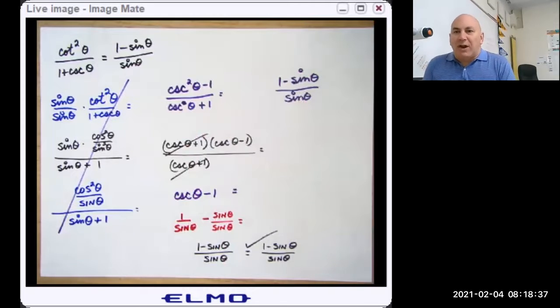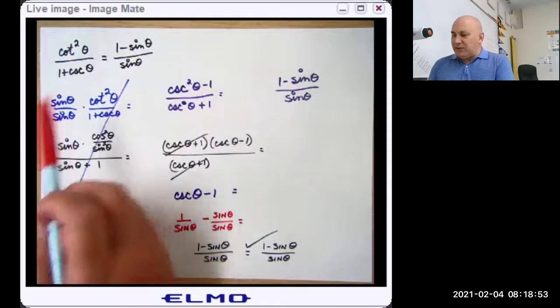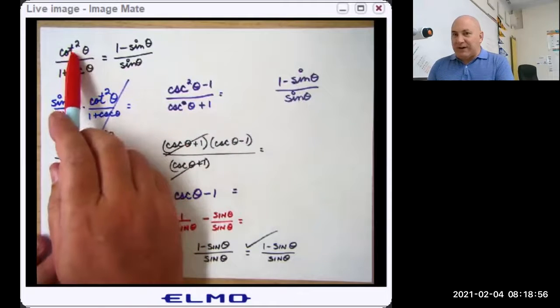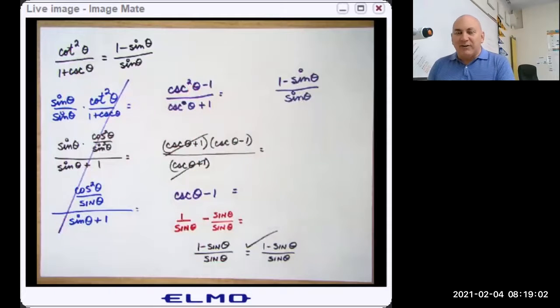So what I want you to get out of this is, one, the importance of your algebra skills, especially factoring. You can't get away from that. And second, your knowledge of those fundamental identities. You should recognize that, when you see a cotangent squared, you can find that in a Pythagorean identity. Same with a cosecant squared, or a tangent squared and a secant squared. All of those you can find.